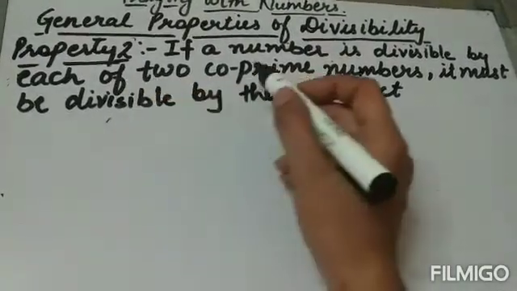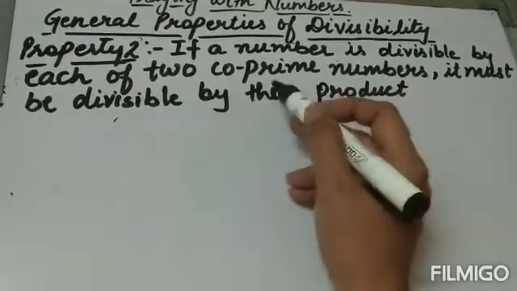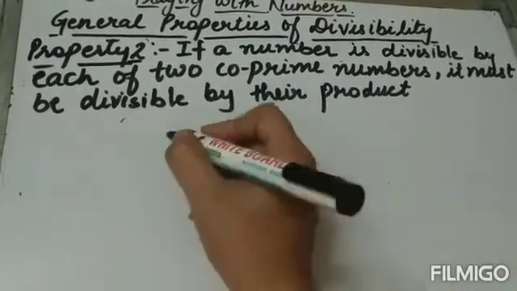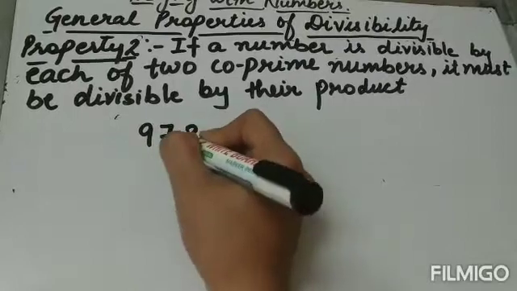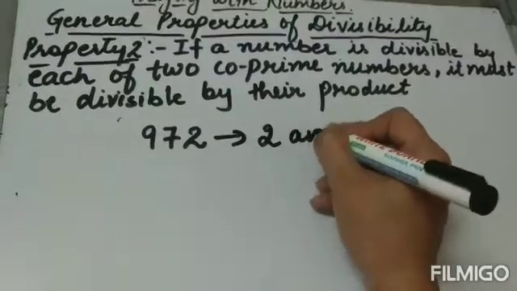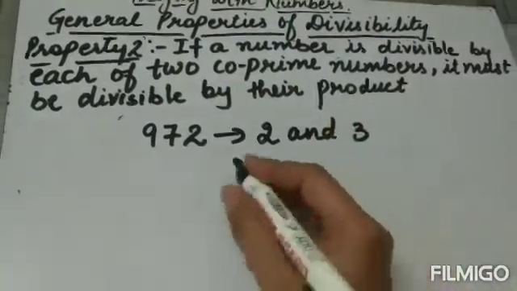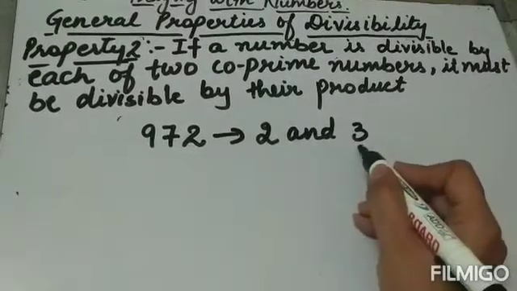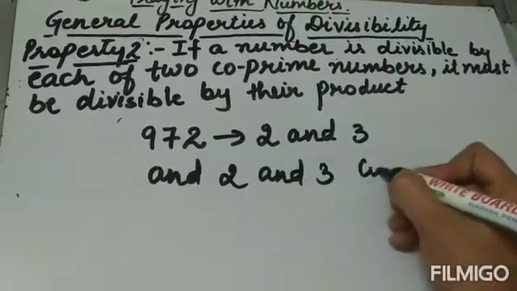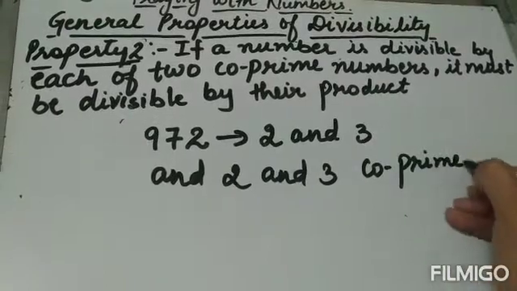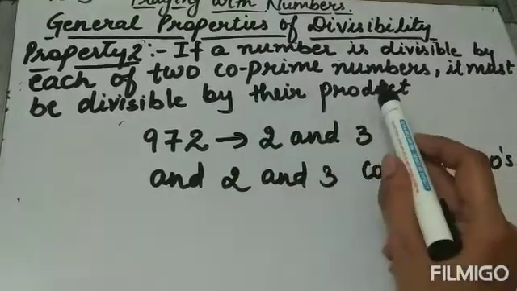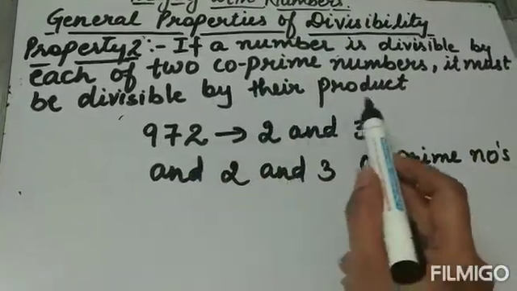Second property is if a number is divisible by each of two co-prime numbers, it must be divisible by their product. Means suppose I am having a number 972 and this 972 is divisible by 2 and 3 both. Okay, 972 is divisible by 2 and 3 both, and 2 and 3 are co-prime numbers. If a number is divisible by each of two co-prime numbers, it must be divisible by their product.